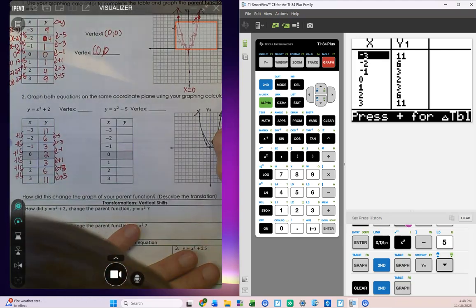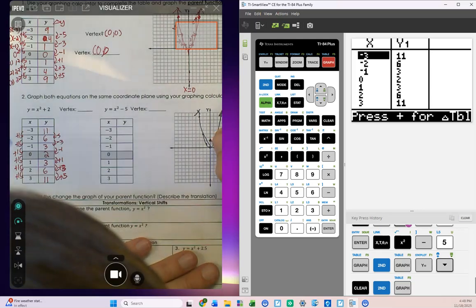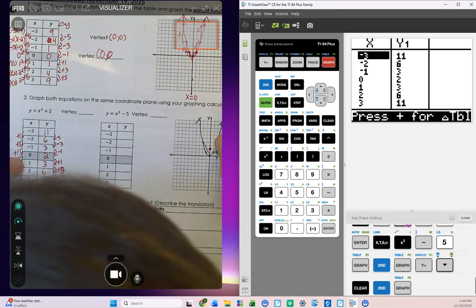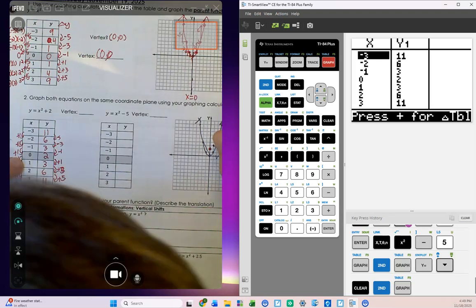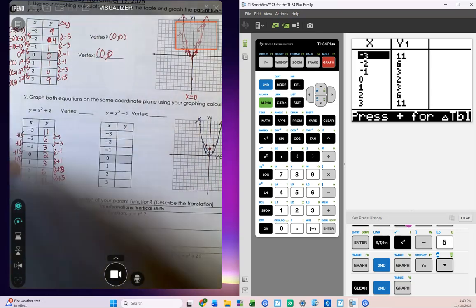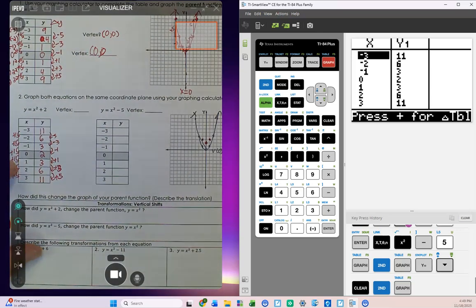So I'm going to start at 0, 2. Okay, right 1, up 3. So basically it squared 1 and added 2. That's how I got 3. Okay, it did 2 squared plus 2. That's 4 plus 2, 6.